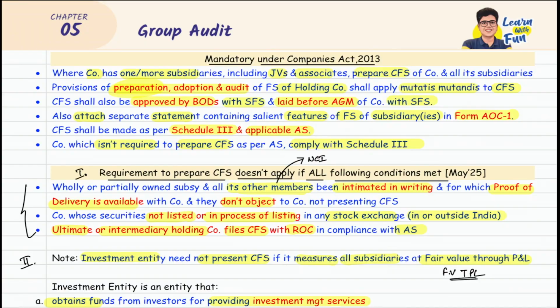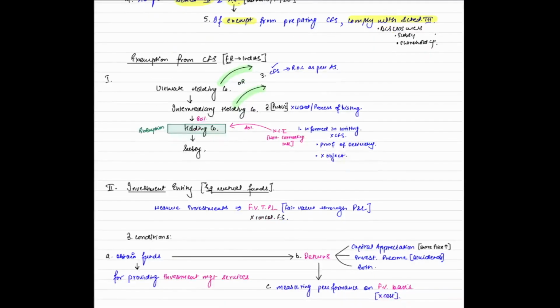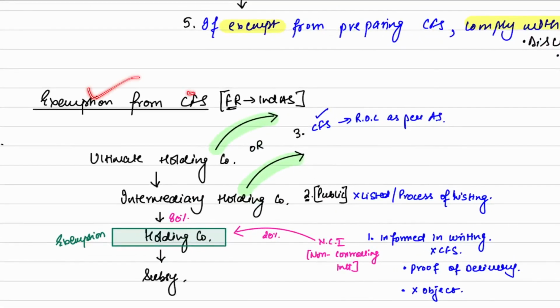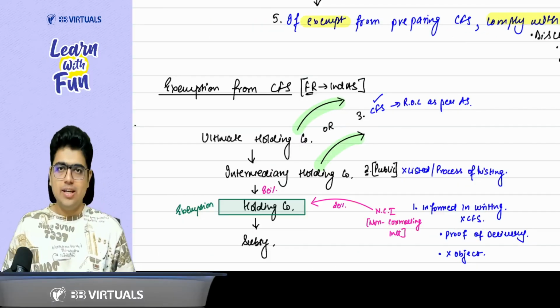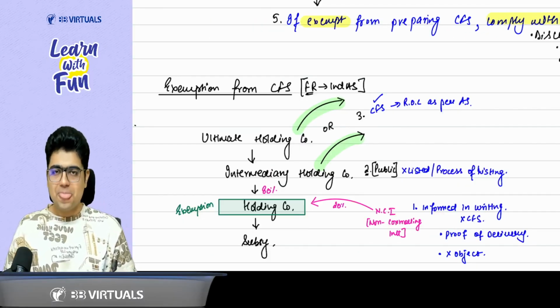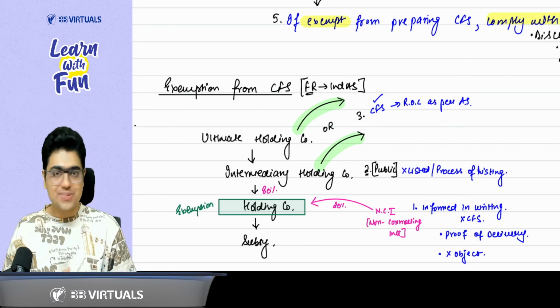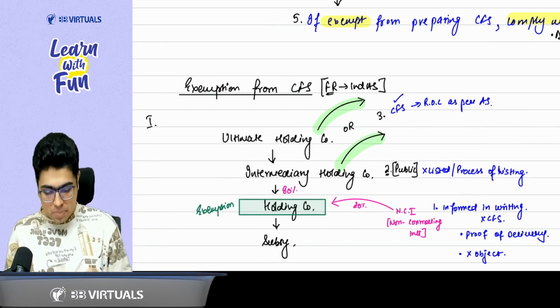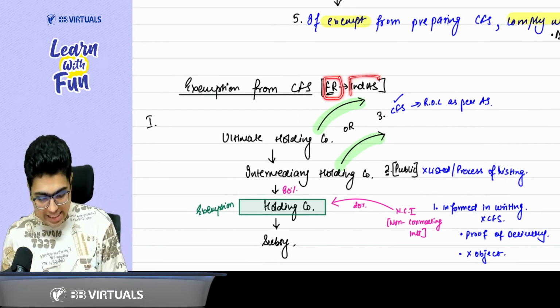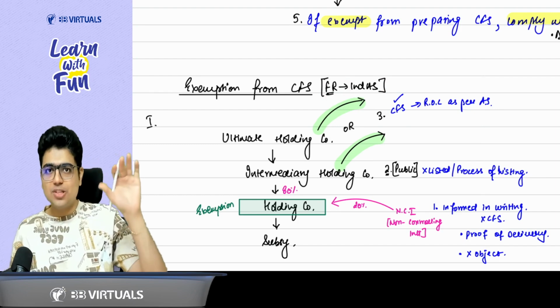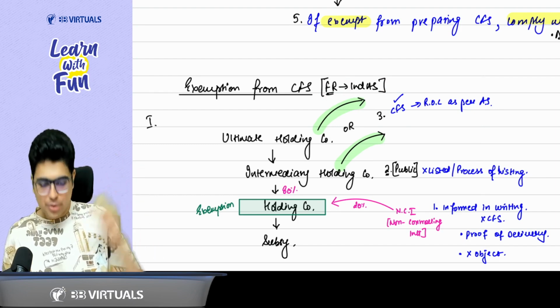Yes, sir. Now, sir, we move to the next topic, which talks about exemption from CFS. Now, sir, what do you mean by exemption? Not the 60 and above exemption, no, sir, we are not talking about that. Exemption from CFS. In the FR, Ind AS part, you have covered these exemptions already. Let's cover it from the audit point of view.